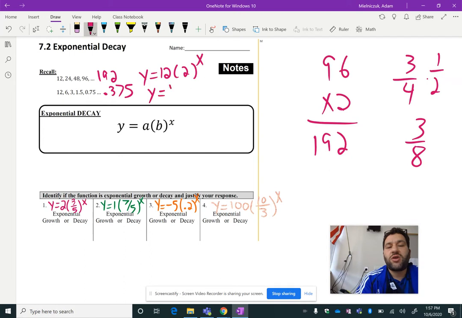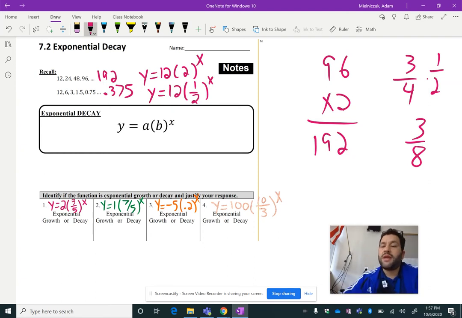What's our starting value? Well, our starting value is 12, but we're not multiplying by 2, we're dividing by 2. But I never really taught you how to put division into decay. So how do we show dividing by 2? We actually multiply by a half. Okay, so there's technically no division in exponential decay. It's always a multiplier. So we're going to multiply by a half.